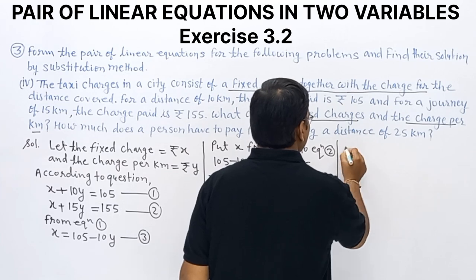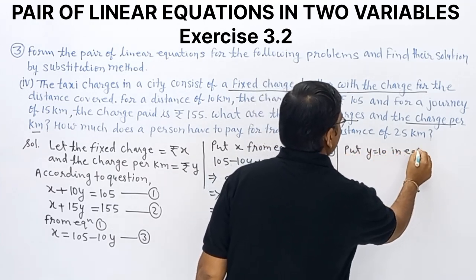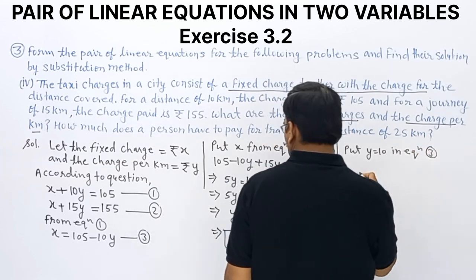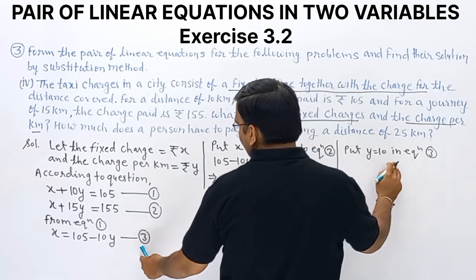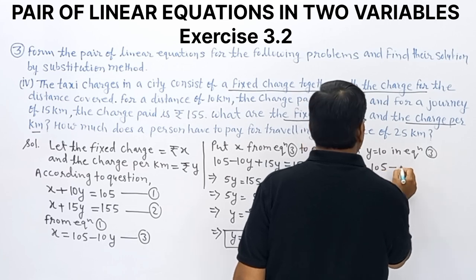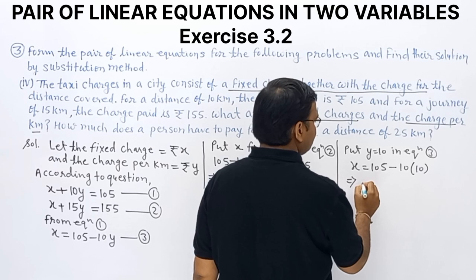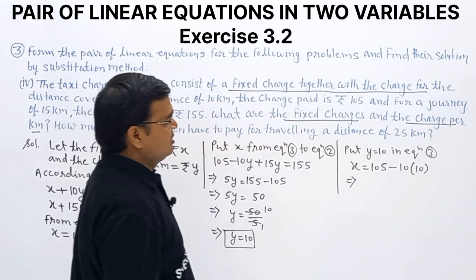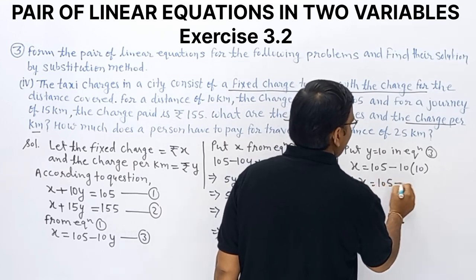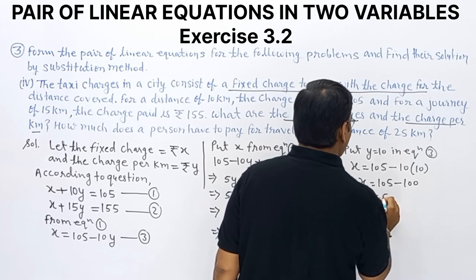Put y equal to 10 in equation 3, then what are we getting? x equal to 105 minus 10 into y. y is 10. Solve this one. x equal to 105 minus 100. So x equal to 5.